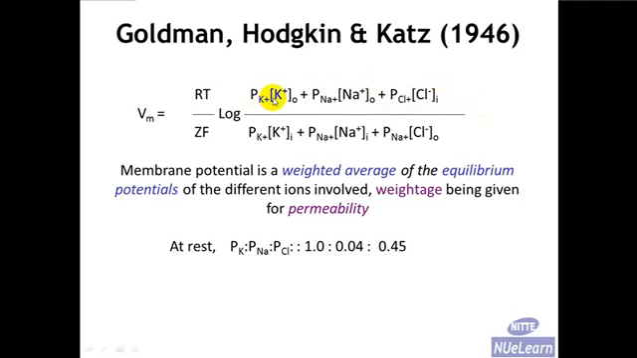The ratio of the concentrations is something which you are familiar with from our Nernst equation. Now what is different is that these ratios are weighted by the permeability of the membrane to the ions. Therefore, the Goldman-Hodgkin-Katz equation states that the membrane potential is a weighted average of the equilibrium potentials of the different ions involved. So at rest, the permeability of the membrane to potassium is high. The permeability of the membrane to sodium is much lower, and to chloride is also low compared to that to potassium.